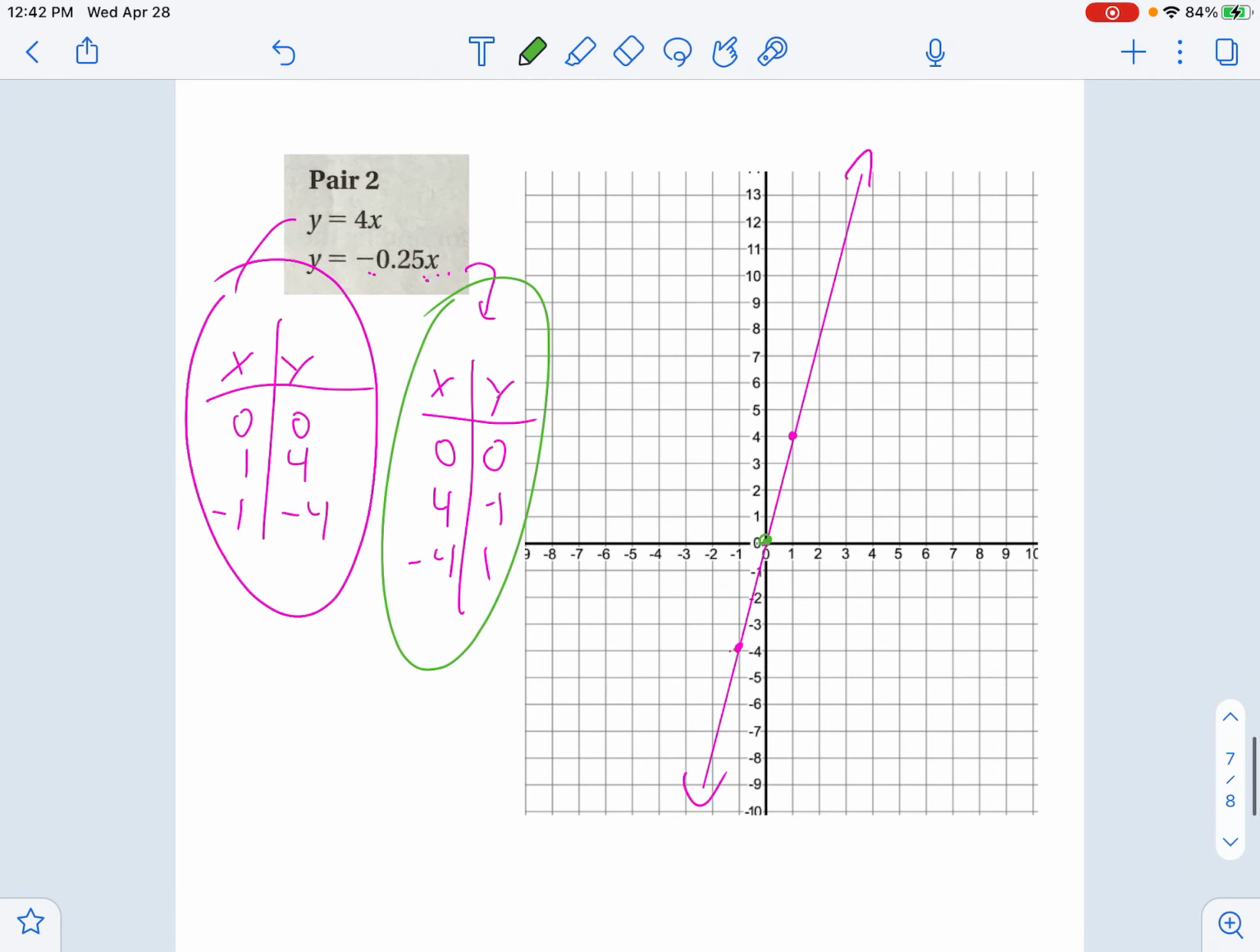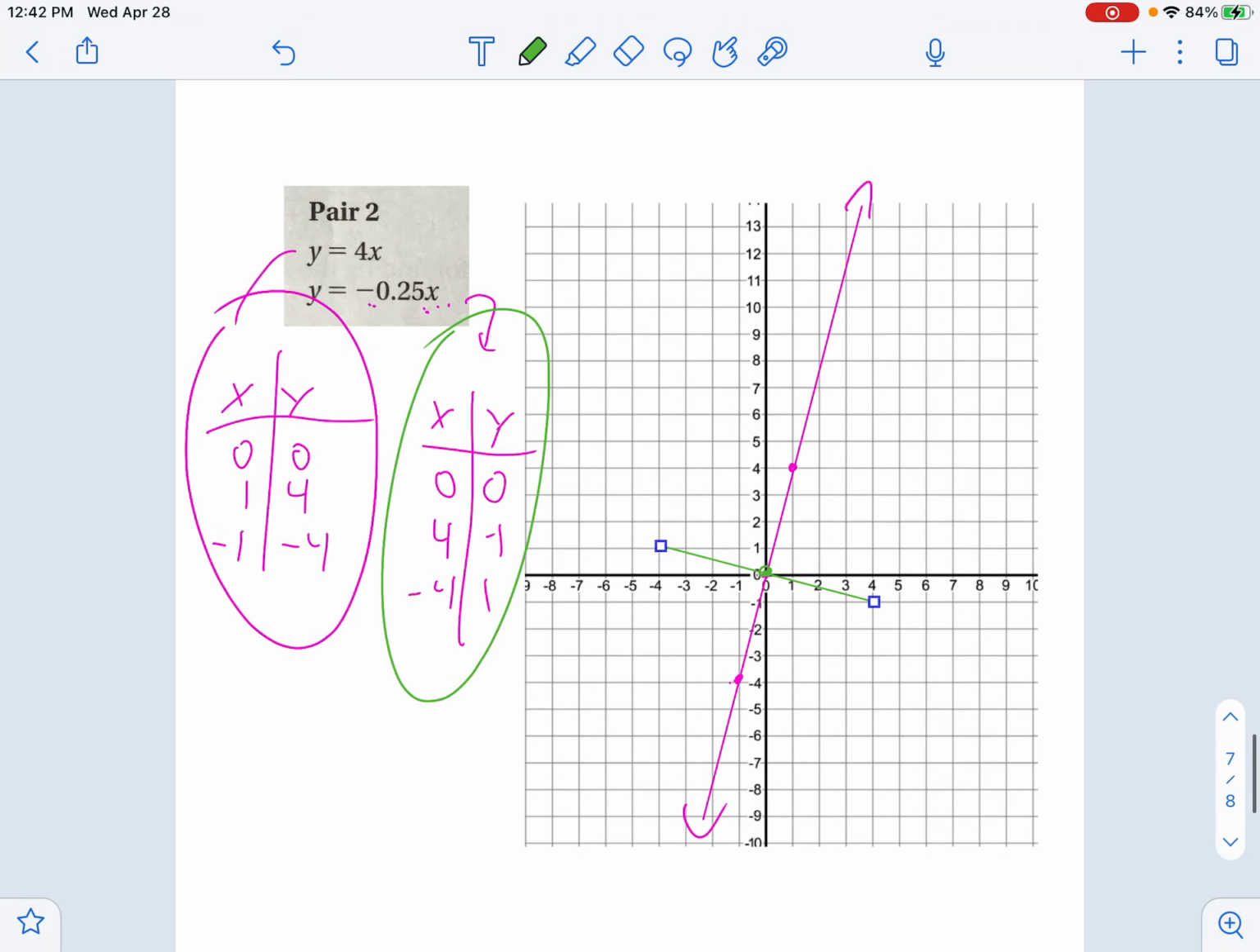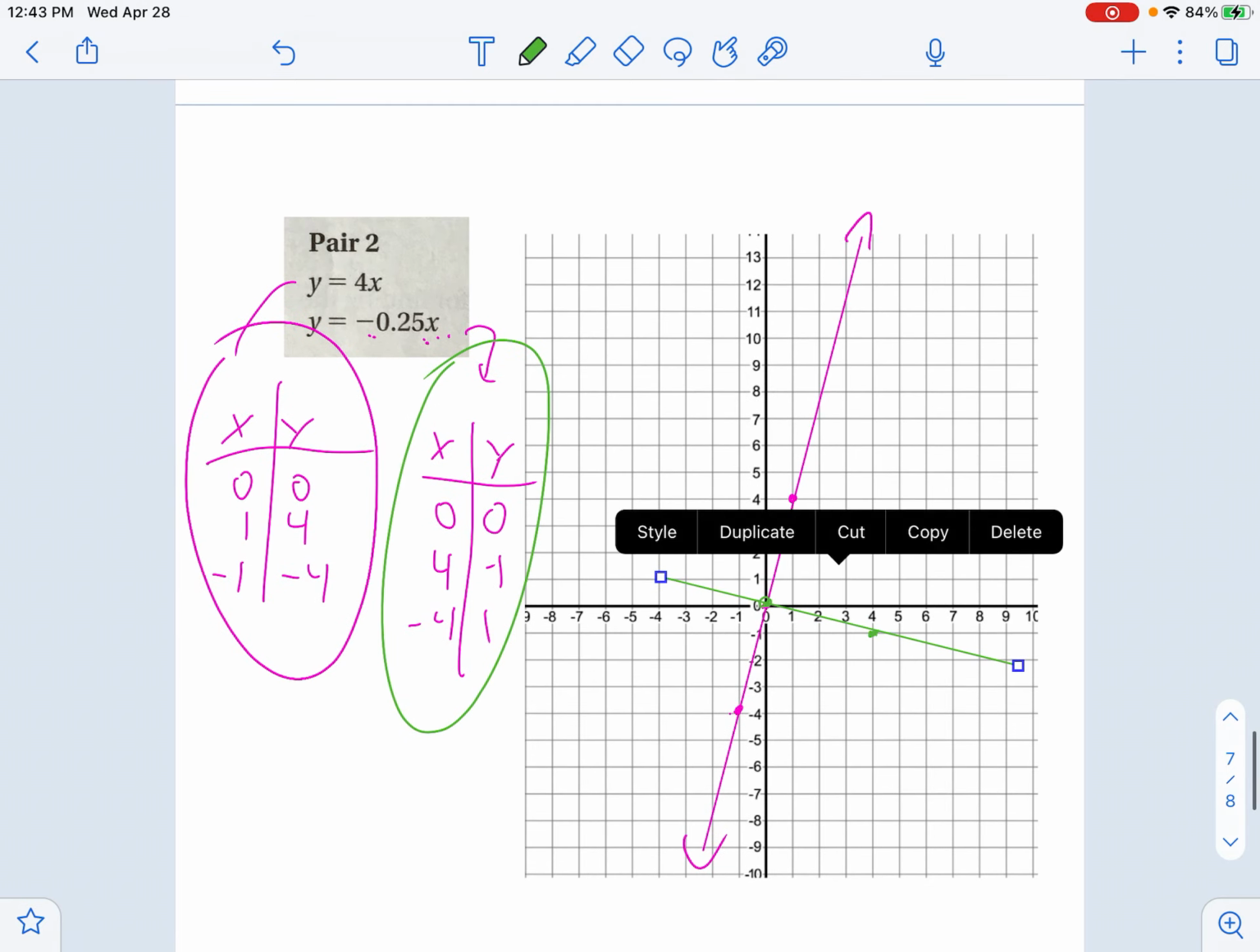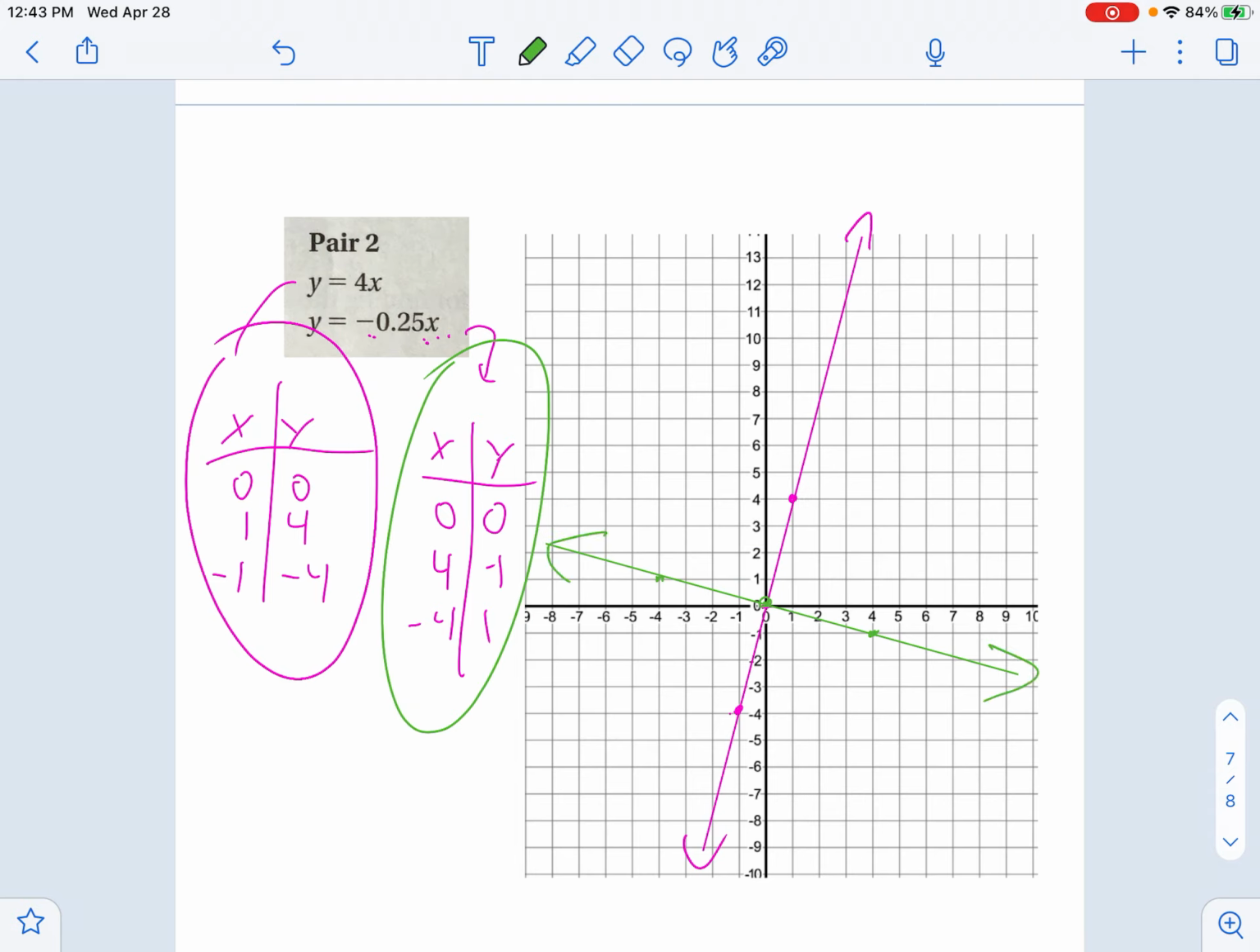Let's plot this guy. 0, 0 goes to the origin. Not everything goes to the origin, things move around as you have y-intercepts. Draw that line. Extend them out. There we go. Nice. They are parallel.